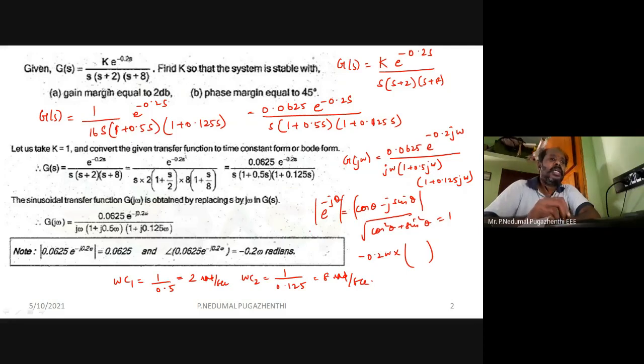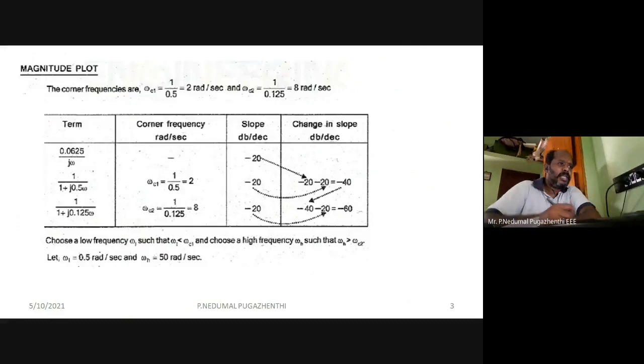These are the two corner frequencies obtained from the terms having time constants. I have to choose two more corner frequencies: omega L should be less than omega c1, and omega h greater than omega c2. For our convenience, let me choose omega L to be 0.5 radians per second and omega h equal to 50 radians per second, with omega c1 as 2 and omega c2 as 8 radians per second. Now we will find the slope and the change in slopes, so that I can use them in calculating the magnitude plot for the given transfer function.